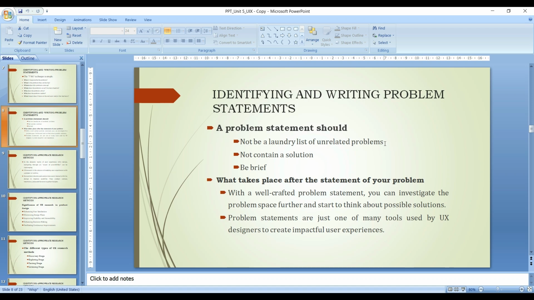With a well crafted problem statement, you can investigate the problem space further and start to think about possible solutions. What solutions can we come up with for this particular problem statement? If the problem statement is well crafted, we can easily make a solution for it. Problem statements are just one of the many tools used by UX designers to create an impactful user experience. Many tools are there, but it is one of the tools a UX designer can use for bringing up a very good design, or a very good advertisement.